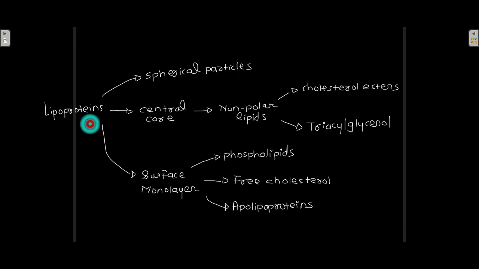These lipoproteins are spherical particles. They have two parts, a central core and a surface monolayer. The central core is made up of non-polar lipids such as cholesterol esters and triacylglycerols, whereas the surface monolayer is made up of phospholipids, free cholesterol, and apolipoproteins.